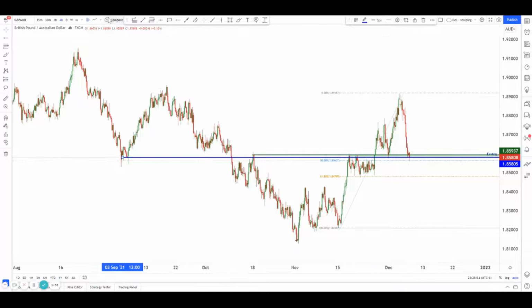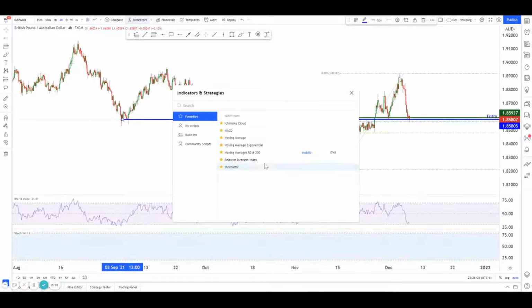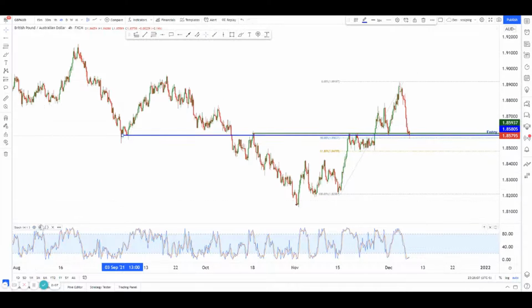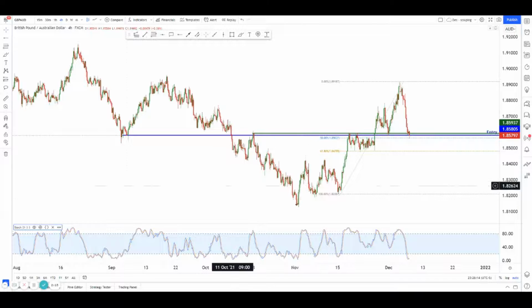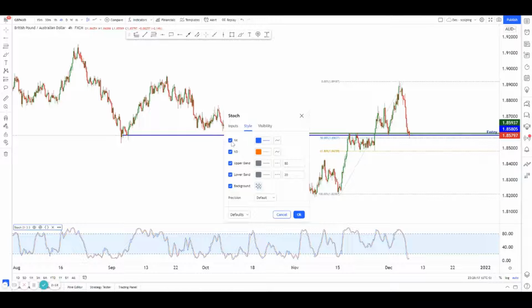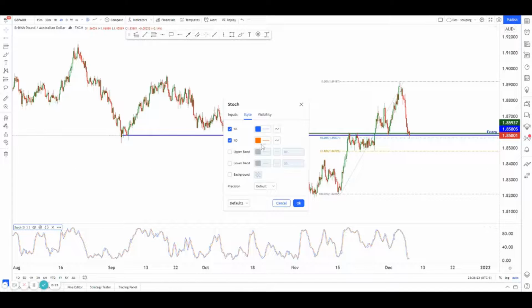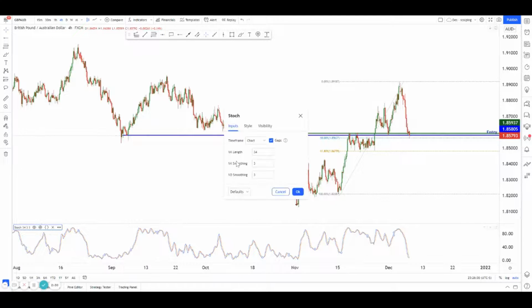Making lower lows. So the important thing I need to check out here is RSI and stochastic. I guess the clearer one might be stochastic. If I'm going to go for 21.33, I like to go for 21.33, it makes it slightly cleaner. I like to remove the upper band, lower band, and background. If I want to make it even clearer, I could even put 34. No, I think 21 would be the clear one.